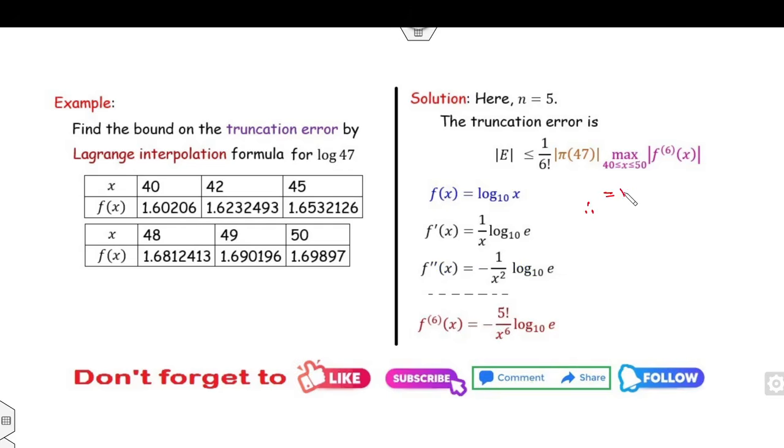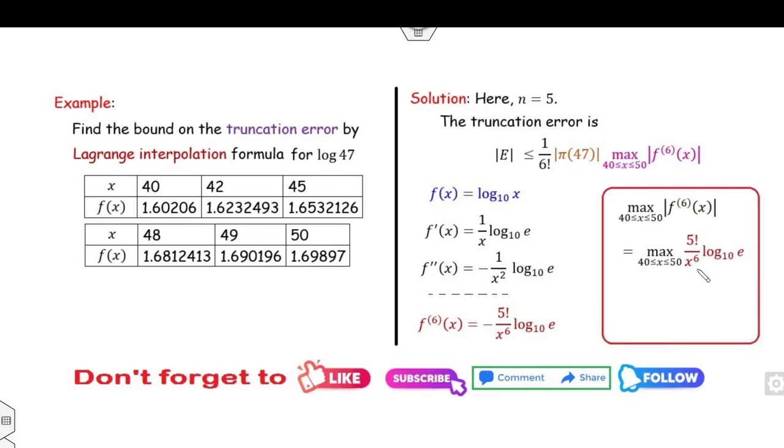Therefore, the maximum value of this number, the minus will be cancelled out, is 5 factorial over x raised to power 6 ln of 10e. When will this number be maximum? When x is minimum, and x minimum is 40. So the answer is 5 factorial over 40 raised to power 6 ln or log of 10e. After the calculation you will get this number. Now your target is to find the value of pi of 47.